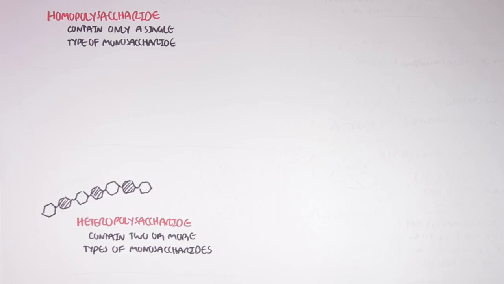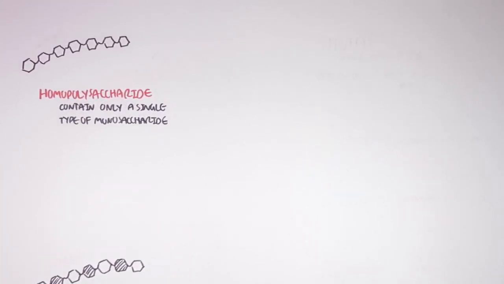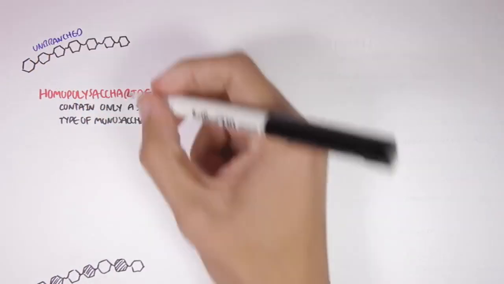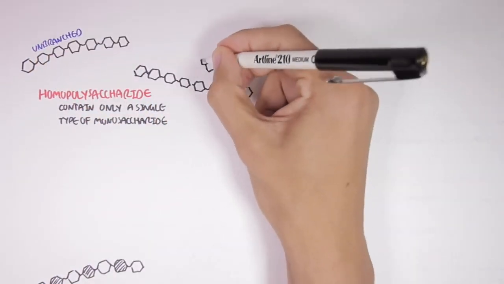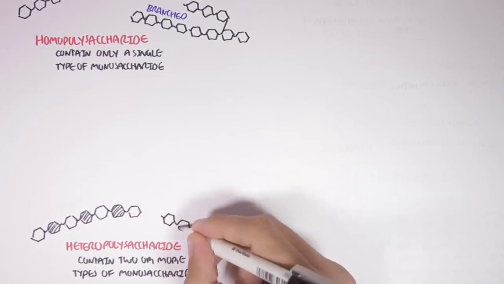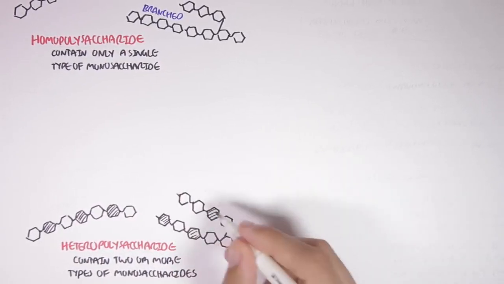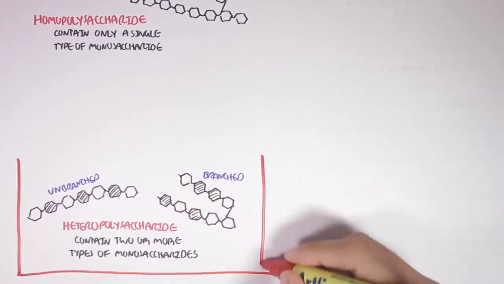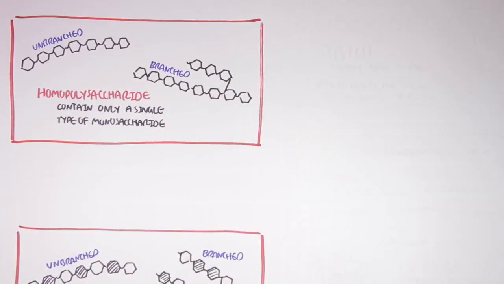To make things a little bit more interesting, a polysaccharide can also be unbranched, like what you see here, or it can be branched. This goes for both homopolysaccharides as well as heteropolysaccharides. Heteropolysaccharides can also be unbranched or branched. What you have to understand is that the polysaccharides I am currently drawing are very small. In reality, a polysaccharide is made up of thousands of monosaccharides linked together.